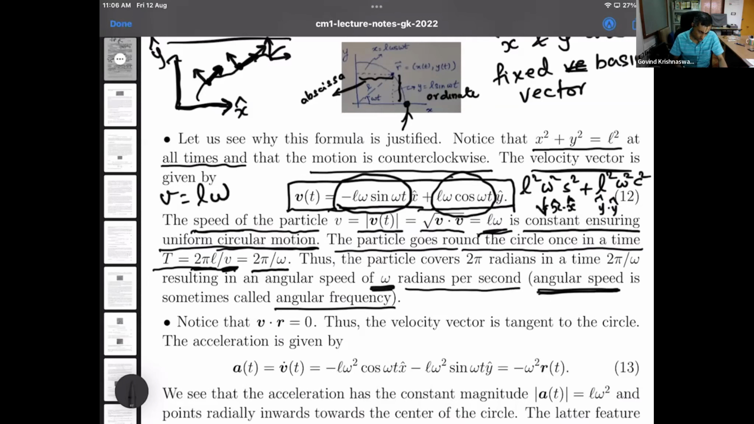Alternatively, we can also say that the particle covers 2 pi radians. 2 pi radians is the full circuit in a time 2 pi upon omega. Therefore, the angular speed is the number of radians divided by the time elapsed. The number of radians was 2 pi and the time elapsed was 2 pi upon omega, so the ratio gives you omega. So we conclude that the angular speed is omega. I'm just restating the same thing in different ways. Any question about this?